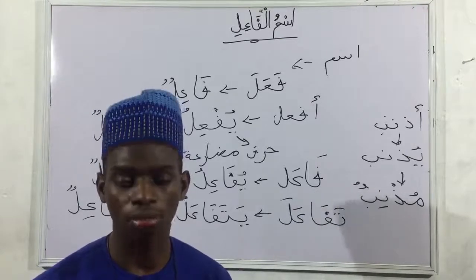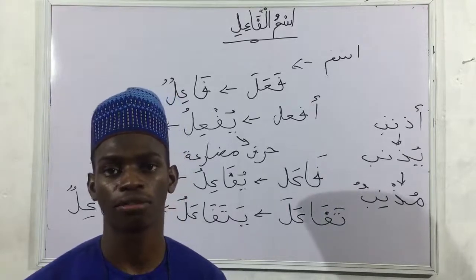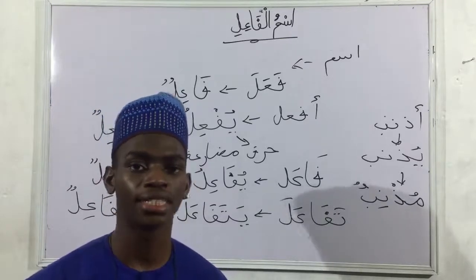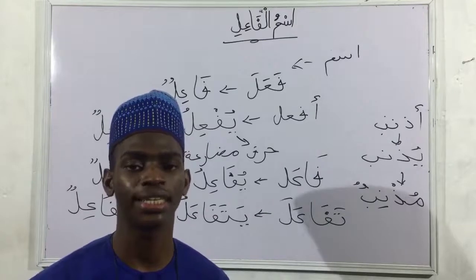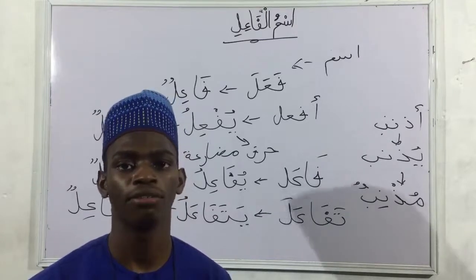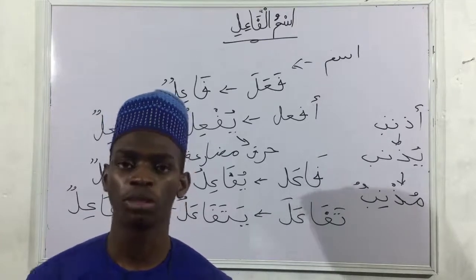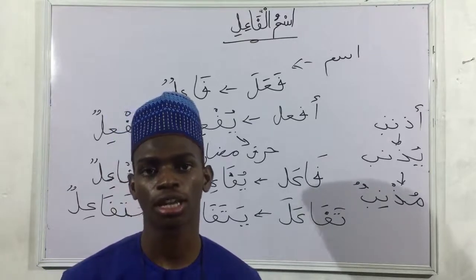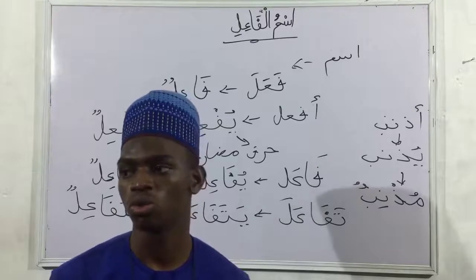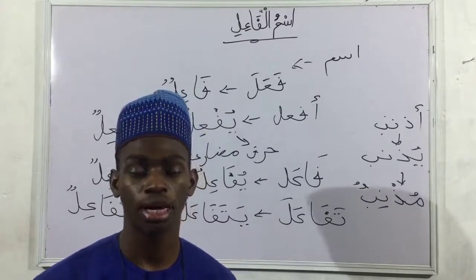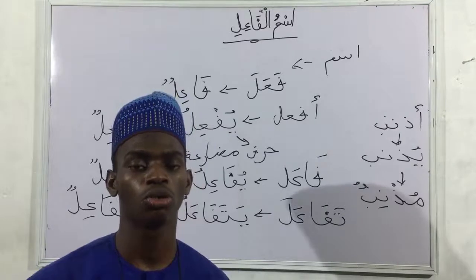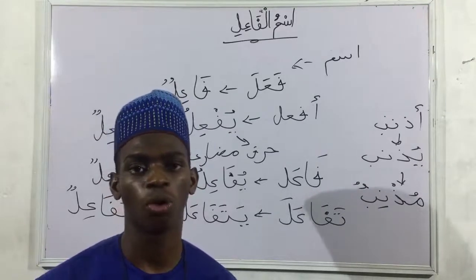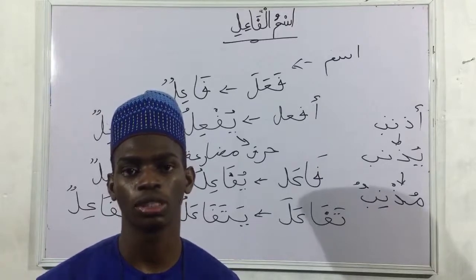That is basically the brief lesson on Ismul Fa'il, and we have explained that Ismul Fa'il is the agent noun which indicates the performer of a verb. If you have not watched the previous videos on Ismul Fa'il under the sifat, also follow the links that will be shared inshallah in the comment section, or look at them after this video to get more exposure on the use of Ismul Fa'il.